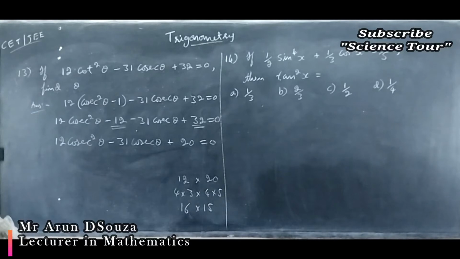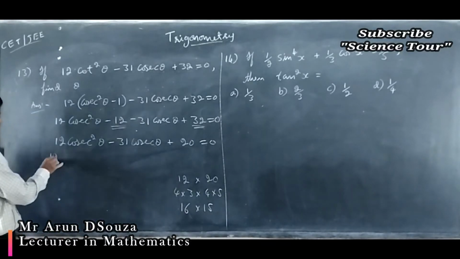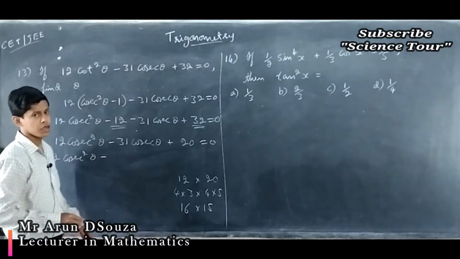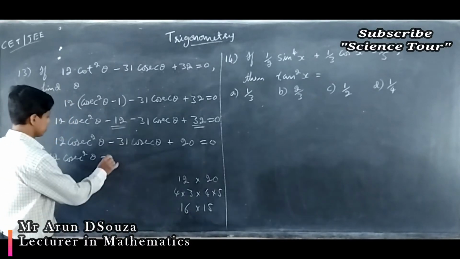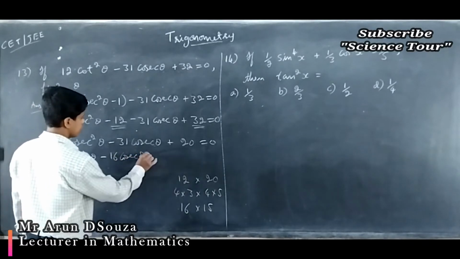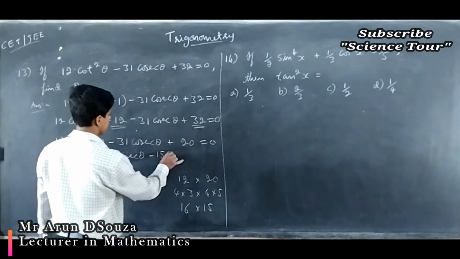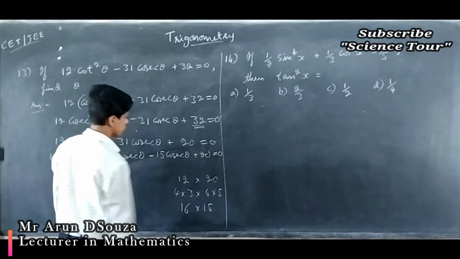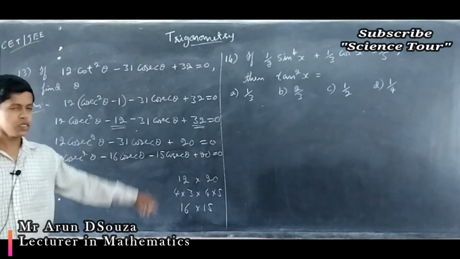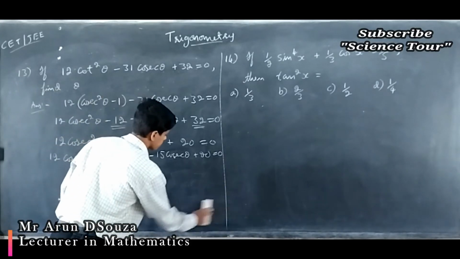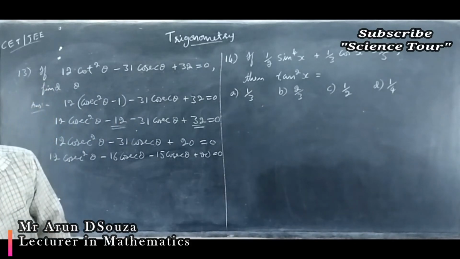So this is like 12 cosec square theta, and minus 31 has to be split this way. So I'll write 16 cosec theta and minus 15 cosec theta plus 20 is equal to 0. Well, I hope you understood this. Okay, just like the quadratic equation, you have to factorize this.